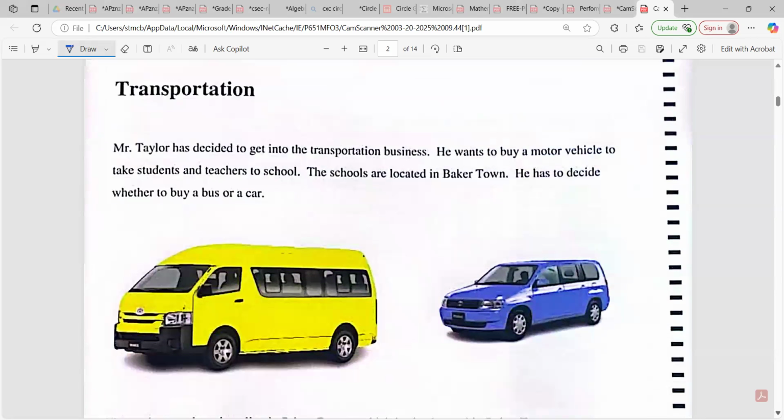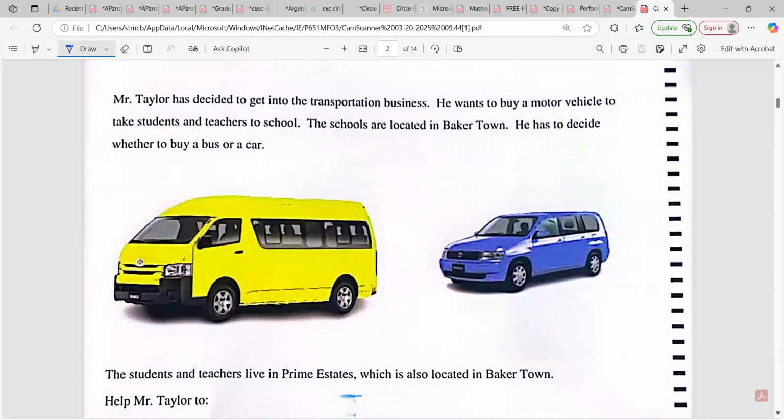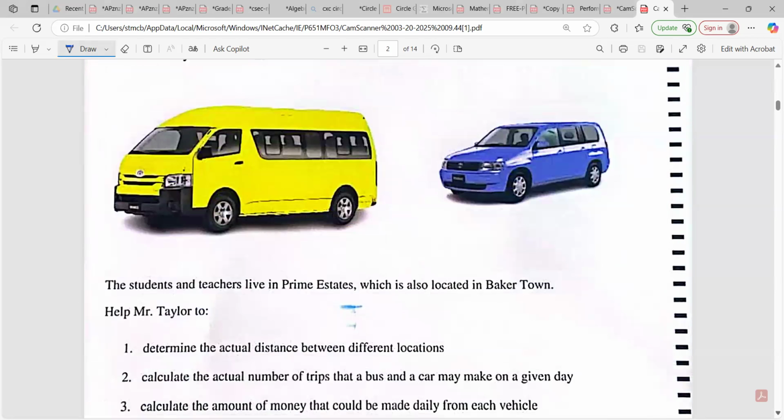It says Mr. Taylor has decided to get into a transportation business. He wants to buy a motor vehicle to take students and teachers to school. The schools are located in Bakertown. He has to decide whether to buy a bus or a car. The students and teachers live in Prime Estate, which is located in Bakertown.